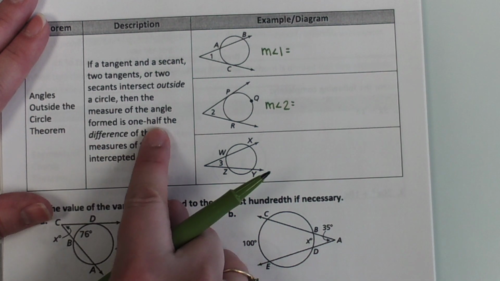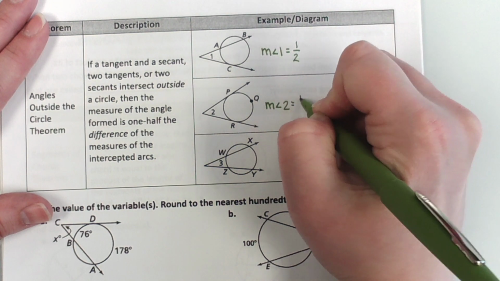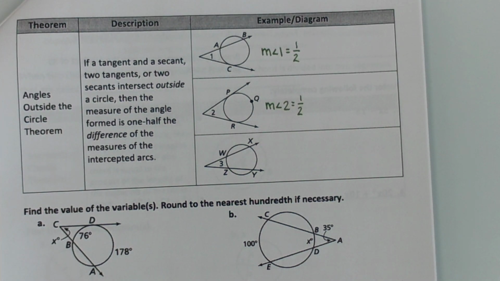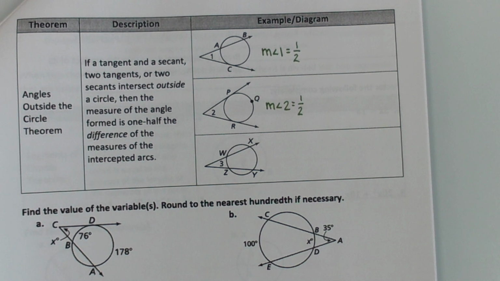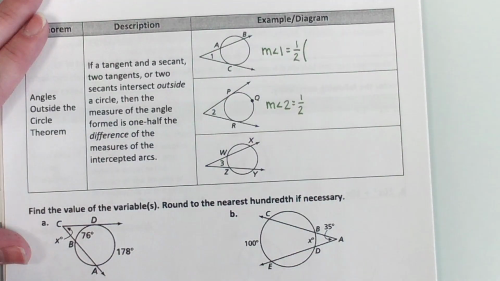Equals 1/2 the difference. What is a difference? Something different. Subtraction. In math, difference is subtraction. But if you're going to do half a difference, you need parentheses again. The difference of the measures of the intercepted arcs.